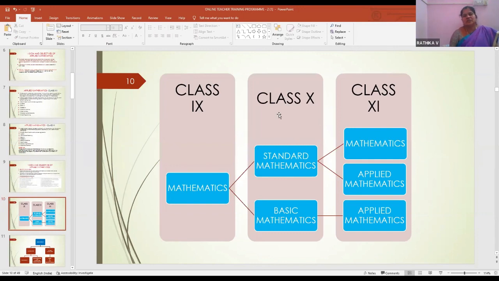So here, how the subjects are to be chosen. In class 9, we just call it mathematics. In class 10, it is standard mathematics and basic mathematics. So here you may have a doubt, whether those who have taken standard mathematics can take applied mathematics. It is possible. With standard mathematics, you can go to mathematics or applied mathematics. Similarly, those who have taken basic mathematics can take applied mathematics. Even in our school, we have one student who studied basic mathematics in class 10, and she has now taken applied mathematics.